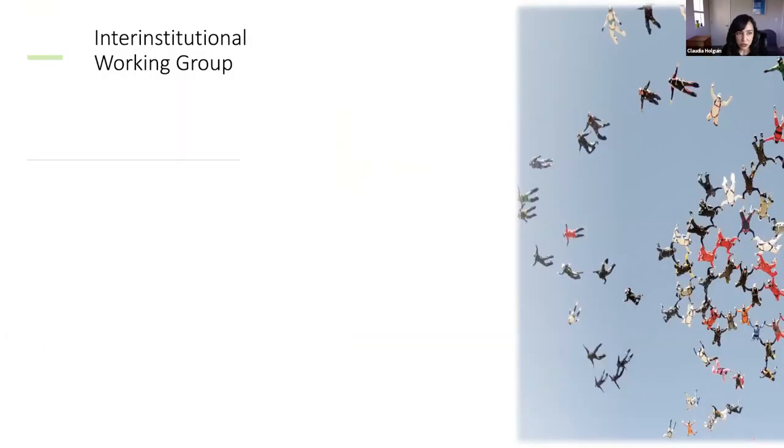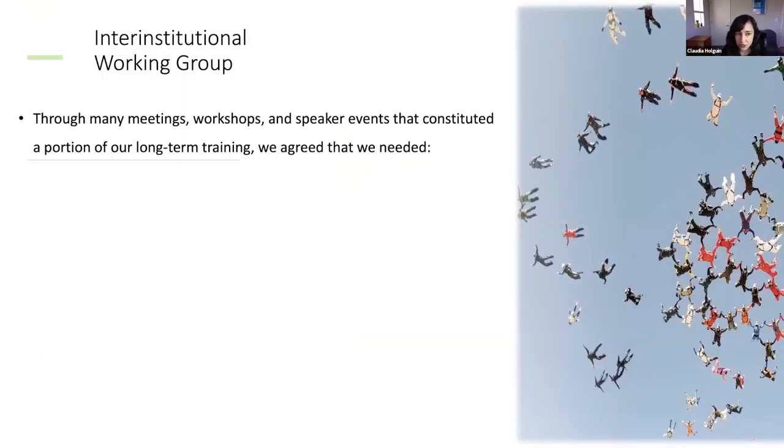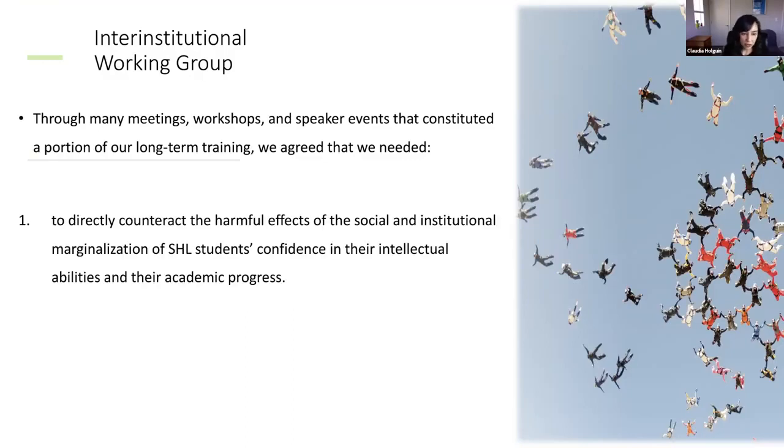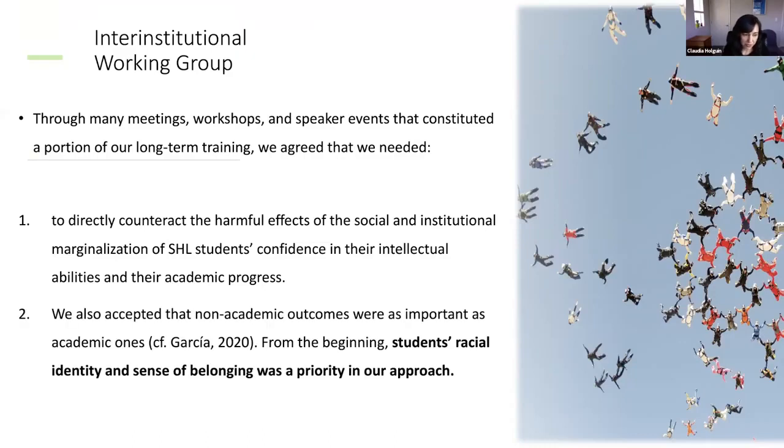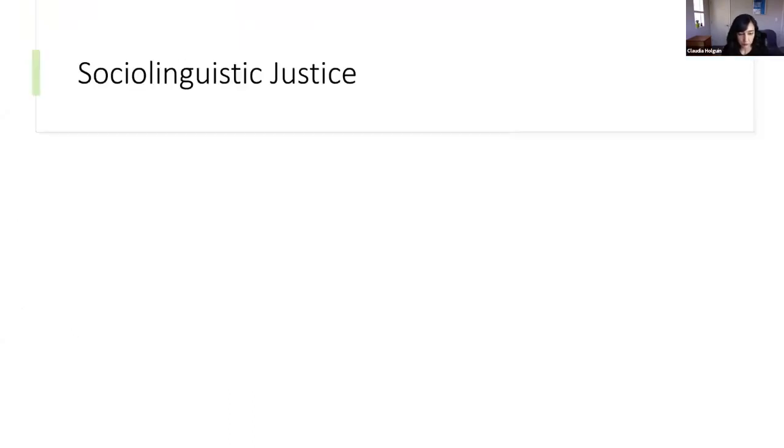So as an interinstitutional working group, through many meetings, workshops, and speaker events that constituted a portion of our long-term training, we agreed that we needed, first of all, to directly counteract the harmful effects of the social and institutional marginalization of Spanish heritage language students' confidence in their intellectual abilities and their academic progress. We also accepted that non-academic outcomes were as important as academic ones. From the beginning, students' racial identity and sense of belonging was a priority in our approach. Working towards sociolinguistic justice was one of our main goals.